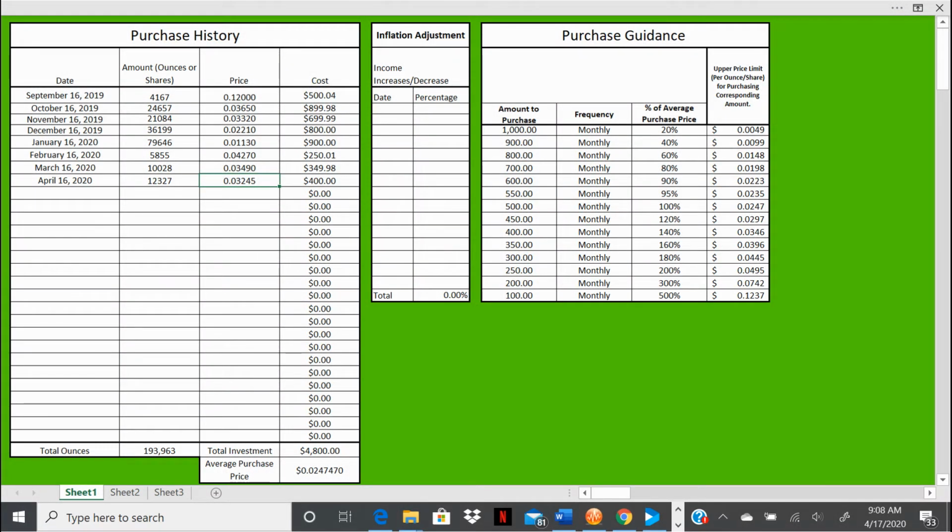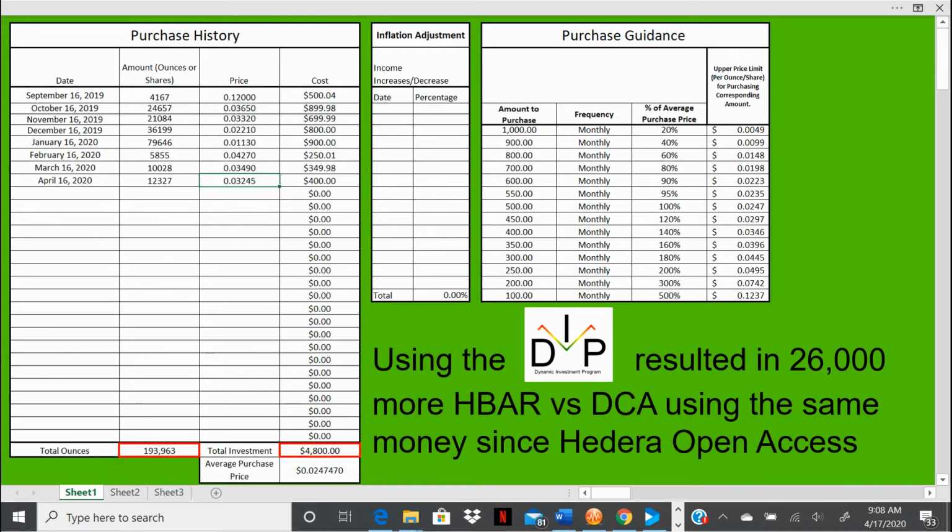Before moving on to the selling guidance section, let's take a look at how you would have fared buying H-bar using the dynamic investment program versus dollar cost averaging since it started trading this past September. If you would have used the dip download out of the box with no adjustments, you would have bought nearly 194,000 H-bar for $4,800. If you would have dollar cost averaged using the same amount of money over that time, you would have ended up with only about 168,000 H-bar, 26,000 H-bar less.